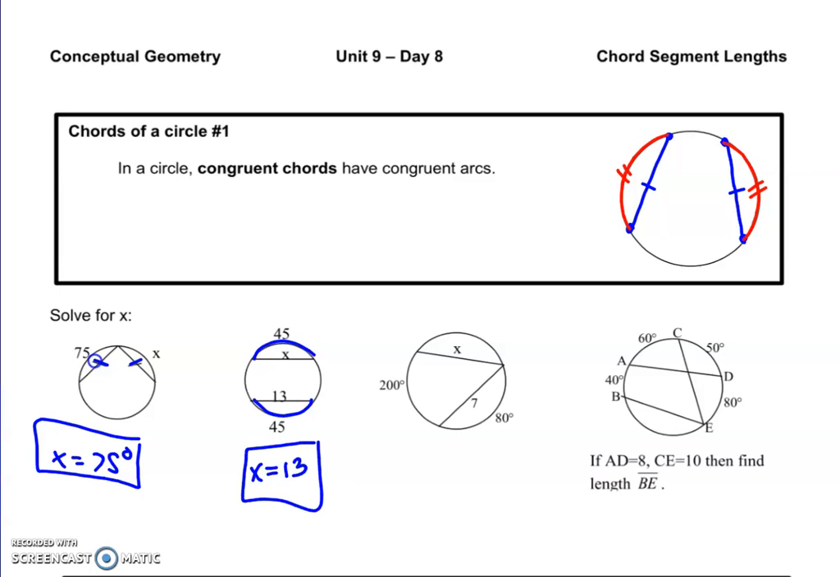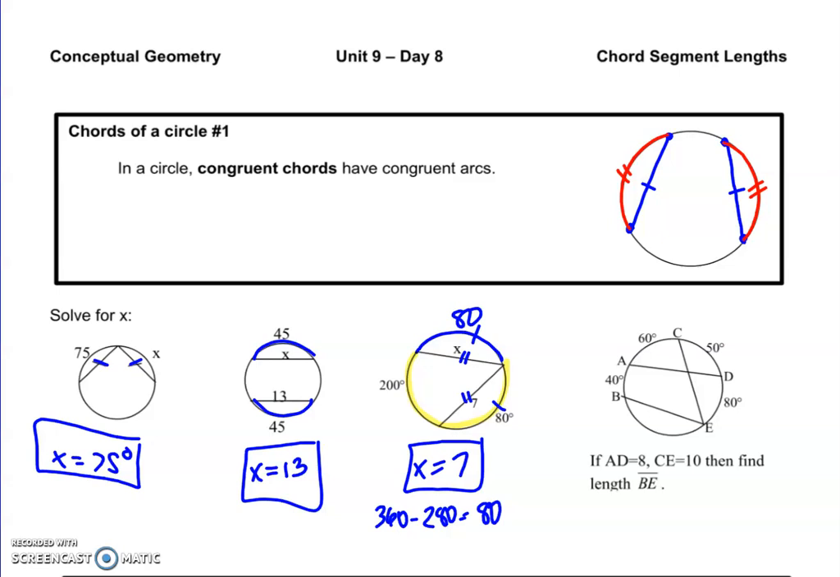Now I can make it a little bit more challenging here. In this next example, I'm missing an arc, but I know the other arcs of the circle. So before I can verify what x is, I would have to take 360 minus 280, and that gives me 80. So this blue arc is 80, which I recognize is congruent to that arc 80, which means these two chords have to be congruent. So x equals 7. That's just an added twist to this theorem up above.